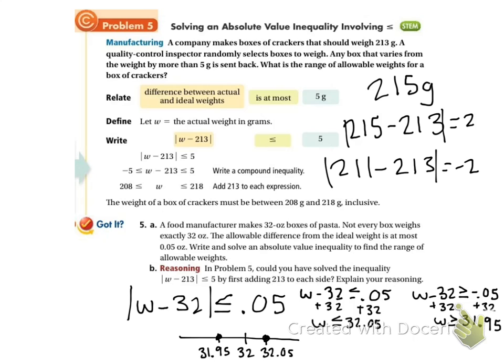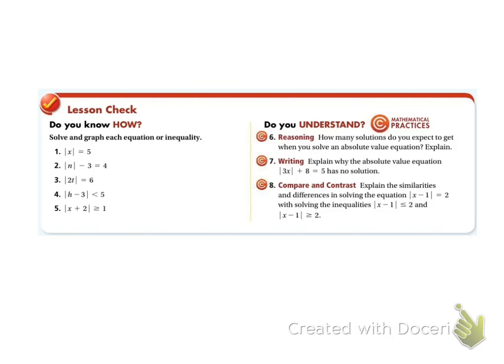You can either plug in or you can look at these and just see which way it's eating. So in this one right here, it's eating the 32.05, so that should be the biggest. So I'd be going this direction. And over here it's eating the W. So I should be going away from the 31.95. Whoops. So this is in fact going to end up being an and inequality. So anywhere between 31.95 and 32.05 is an acceptable weight. And there's your homework.